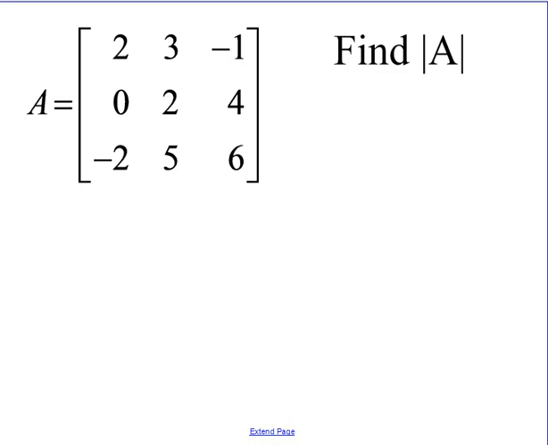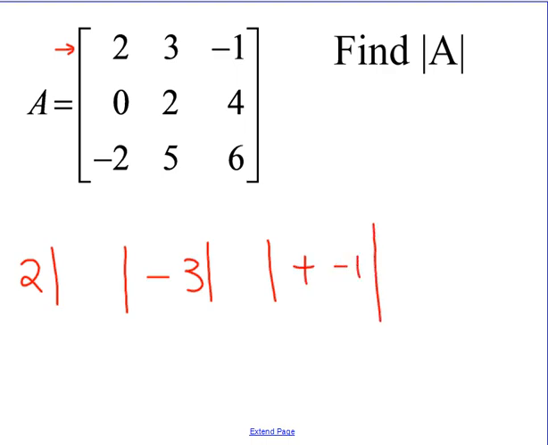So find the determinant of A. The first thing we're going to do is look at the first row, and then we're going to do another one. So if I'm doing row 1, my idea is I'm going to take that 2 times its minor, and then I'm going to do minus 3 times its minor, and I'm going to do plus, in this case, negative 1 times its minor. And what's left is to find the minors.